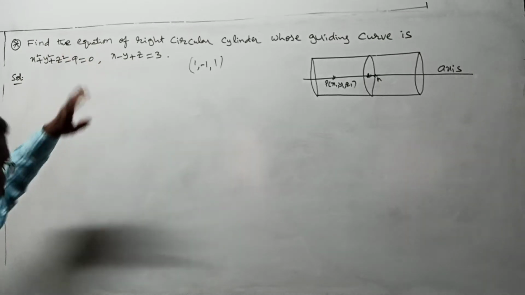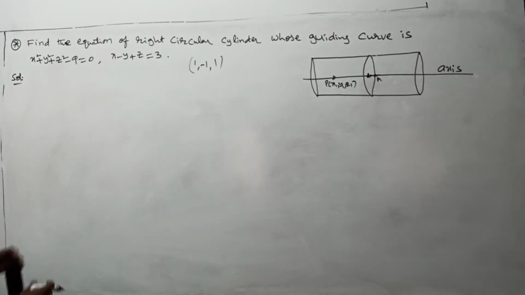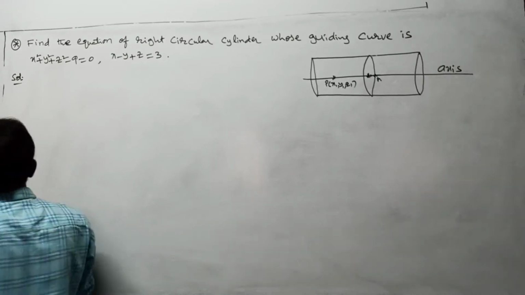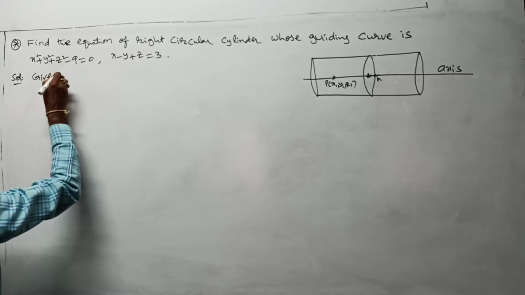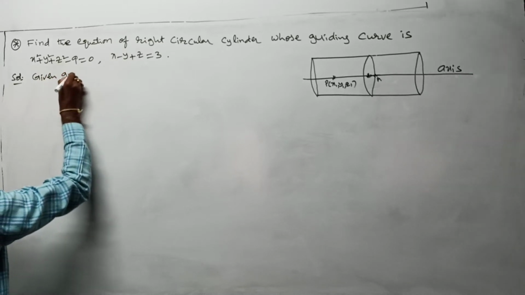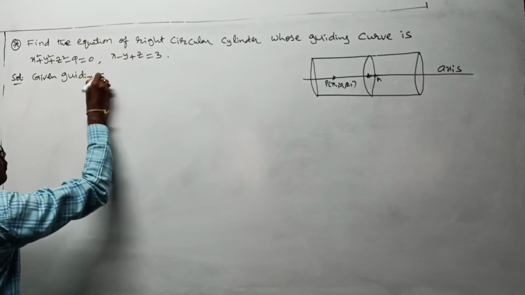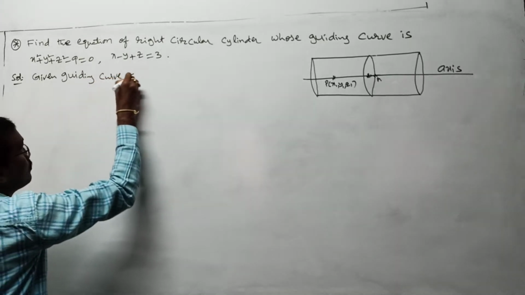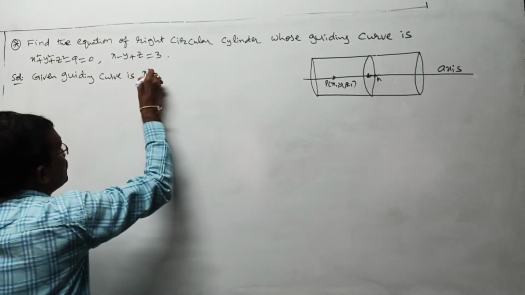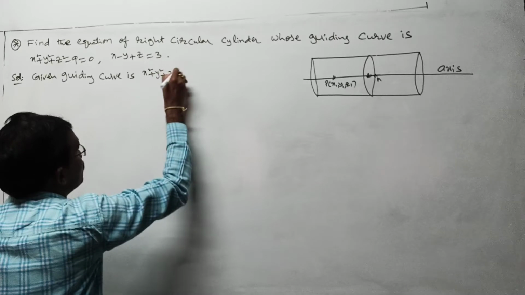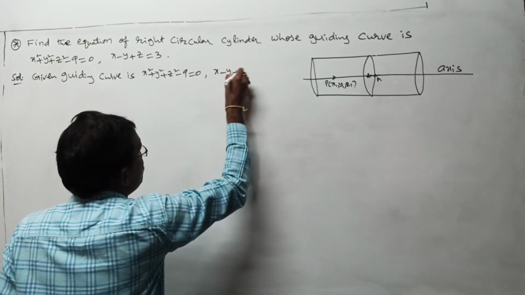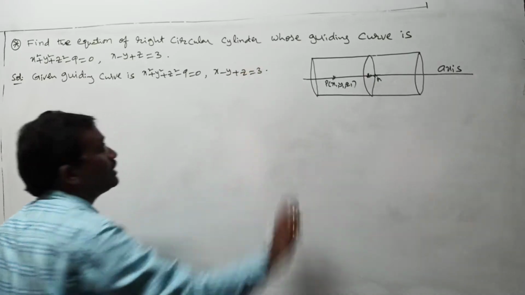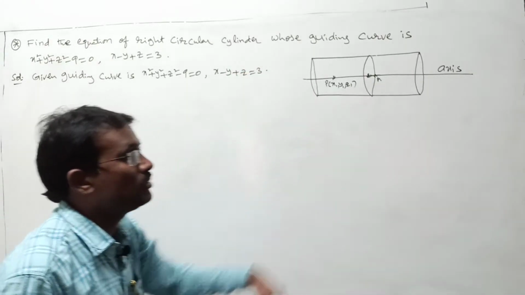But first take your given guiding curve equation ma, right? The given guiding curve is x square plus y square plus z square minus 9 equal to 0, comma x minus y plus z equal to 3 ma, right? You can now go to your diagram ma.